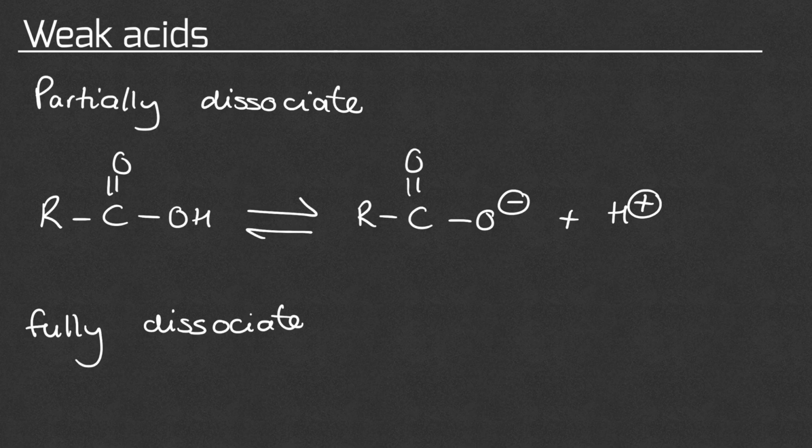In comparison, a strong acid would fully dissociate. So something like hydrochloric acid or a general strong acid HX would fully dissociate into the hydrogen ion and your associated anion. Again, because this is a fully dissociated reaction, we've used a normal arrow as opposed to the equilibrium sign we use to represent the partially dissociated weak acid.